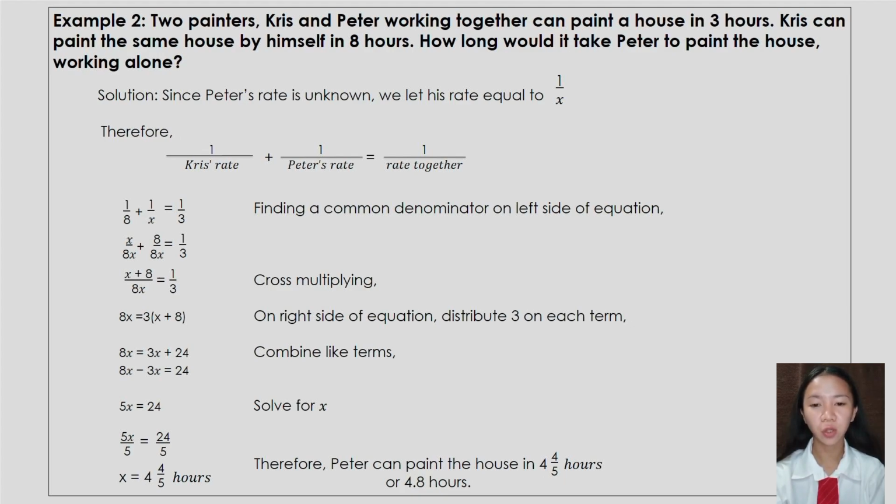Then let's combine like terms. 8x minus the 3x equal to 24. Then we solve for x. 5x equal to 24 and 5x over 5 equals 24 over 5. Therefore, x equals 4 and 4 over 5 hours. Therefore, Peter can paint the house in 4 and 4 over 5 hours or 4.8 hours.